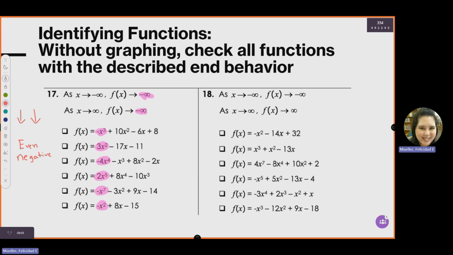Because of this 3, that does not work. The 3 is positive here. Both of those work. Those both don't work. The 7 doesn't work. Both of those work. So the third and the last. So go ahead and pause the video and try number 18.